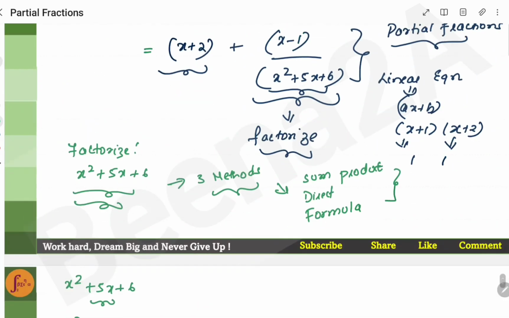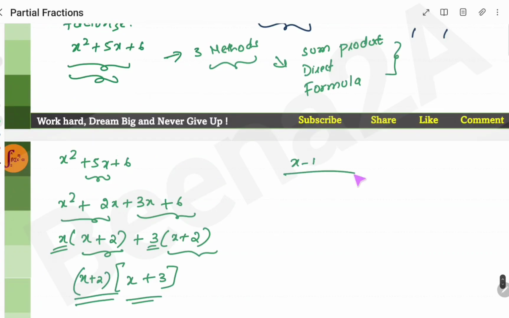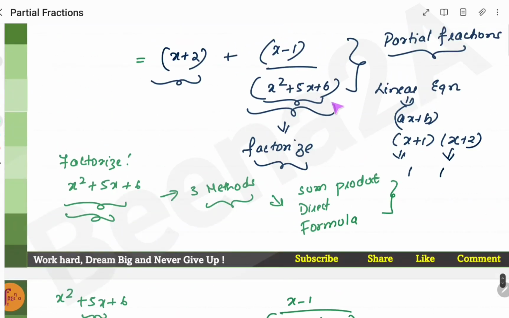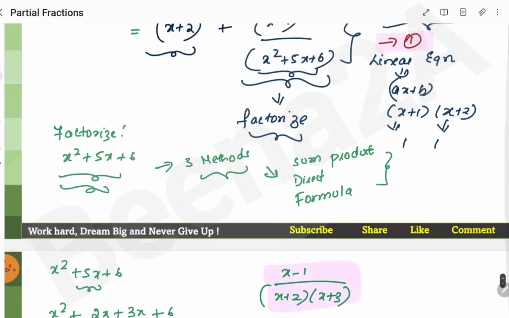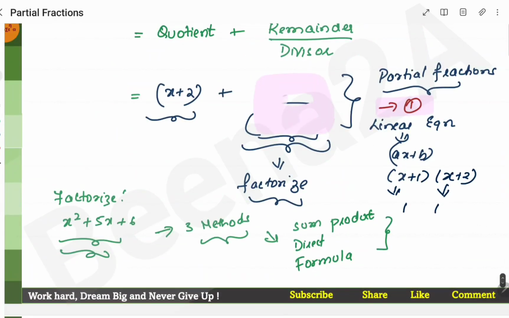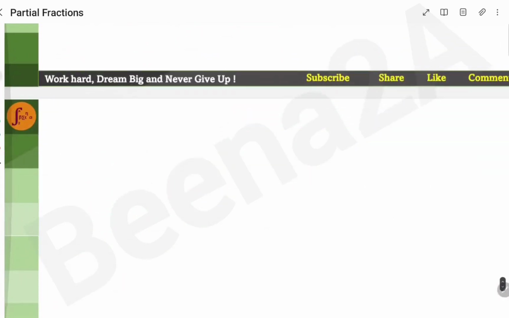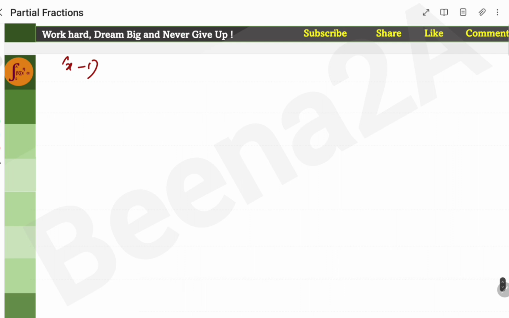So instead of this entire term, I can write it as x minus 1 by x plus 2 into x plus 3. Now I have to resolve this into partial fractions. So let's not forget, let's call this equation 1, right? Now we'll take this entire fraction, this portion, and convert it into partial fractions, right? So we'll get x minus 1 by x plus 2 into x plus 3. Now I split it into two fractions. Let's take the first one's numerator as A, the second one's numerator as B.